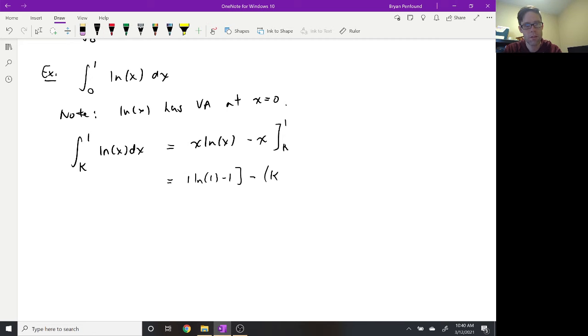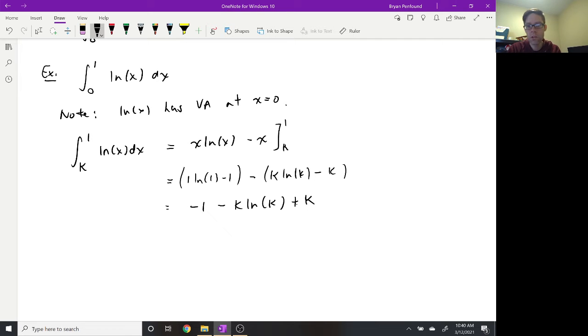Actually, these can be circle brackets. k ln k minus k. All right, we know the logarithm of 1 is 0, so this first bracket becomes -1. And then we're going to get a subtraction of k ln k and an addition of k. So this is what our number is going to look like.